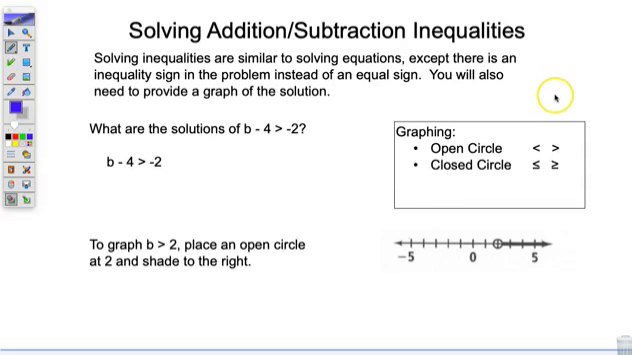Today's lesson is on solving addition and subtraction inequalities. Solving inequalities is similar to solving equations, except there's an inequality sign in the problem instead of an equal sign. We will also need to provide a graph of the solutions. So in this first problem, you can see we're finding the solution of b subtract 4 is greater than -2.